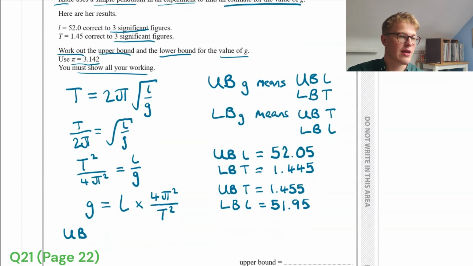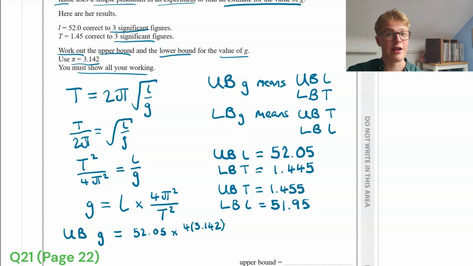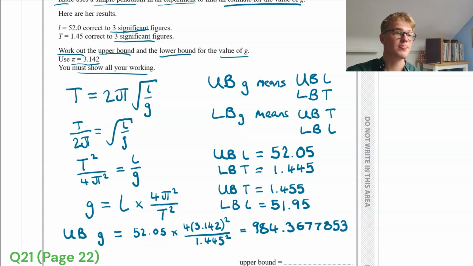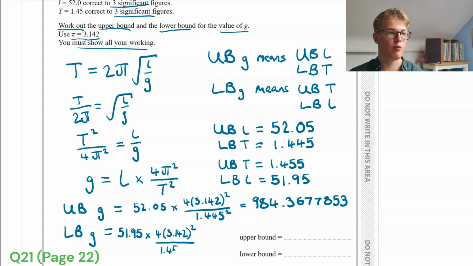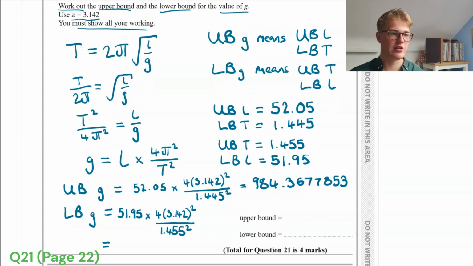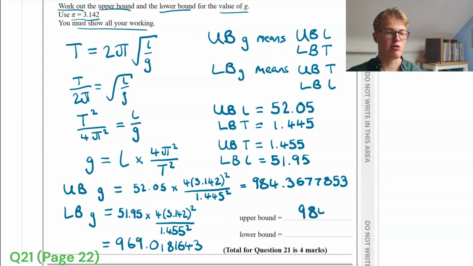So the upper bound of g is going to be 52.05 times 4 times 3.142, which is what we had as pi, squared, over 1.445 squared. This is 984.3677853, and that is our upper bound of g. The lower bound of g is going to be 51.95 times 4 times 3.142 squared over 1.455 squared, and that is 969.0181643. Therefore, our upper bound of g is going to be 984, and our lower bound of g is going to be 969, and those are our final answers.